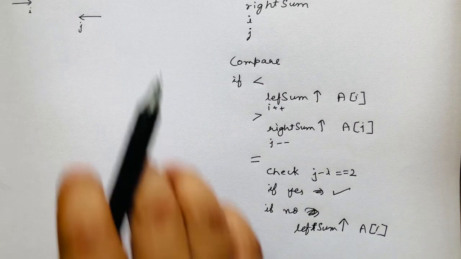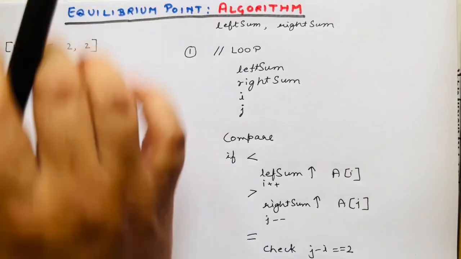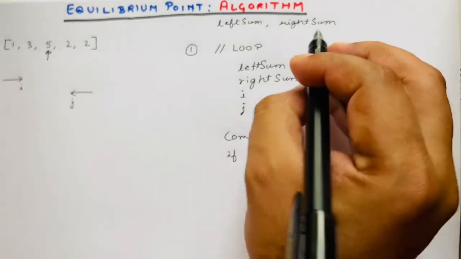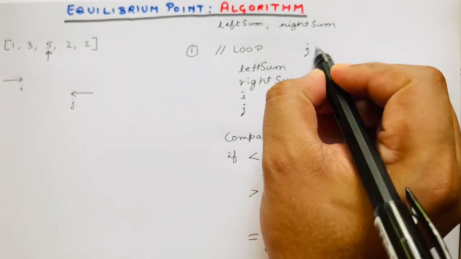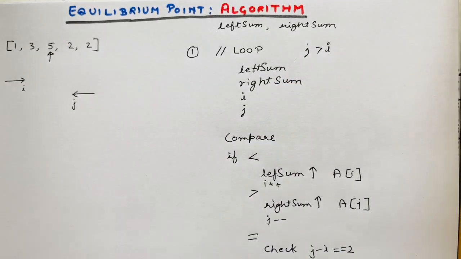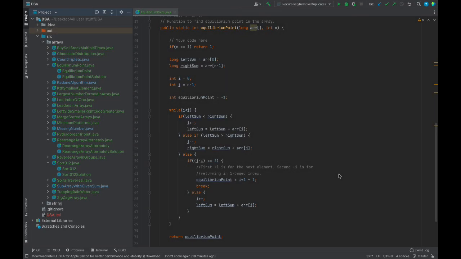Now, till when will we run this loop? We will run this loop till our j remains greater than i, right? Now let's try to see the working code for the same algorithm. You can find the link to this code in the description of the video as well.